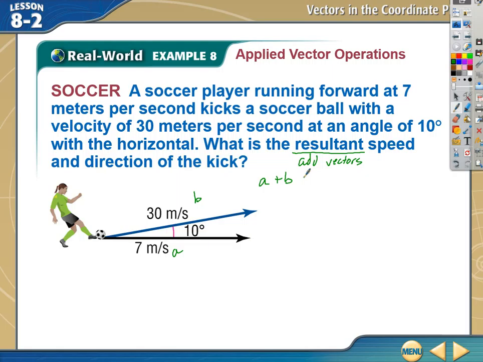So how can I find these? Well, again, put them in component form. What degree measure is this one when I'm running straight at the ball? Hopefully you're saying zero. So when I'm setting this up, A is going to be 7 cosine of 0 degrees, comma, 7 sine of 0 degrees. And B is going to equal 30 cosine of 10 degrees and 30 sine of 10 degrees.